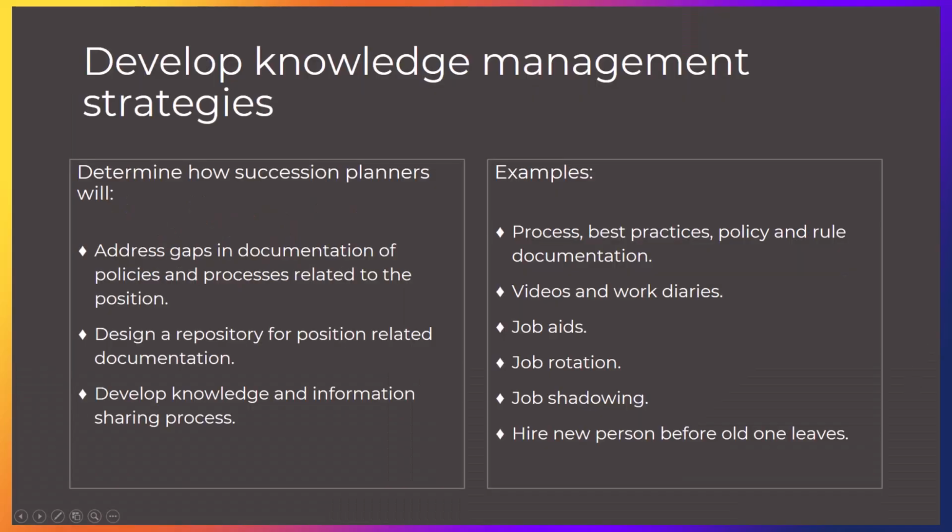Develop knowledge management strategies. Determine how succession planners will address gaps in documentation of policies and processes related to the position, design a repository for position-related documentation, and develop knowledge and information sharing processes. Some examples: process best practices, policy and rule documentation, videos and work diaries, job aids, job rotation, job shadowing, and hiring new people before the old one leaves.